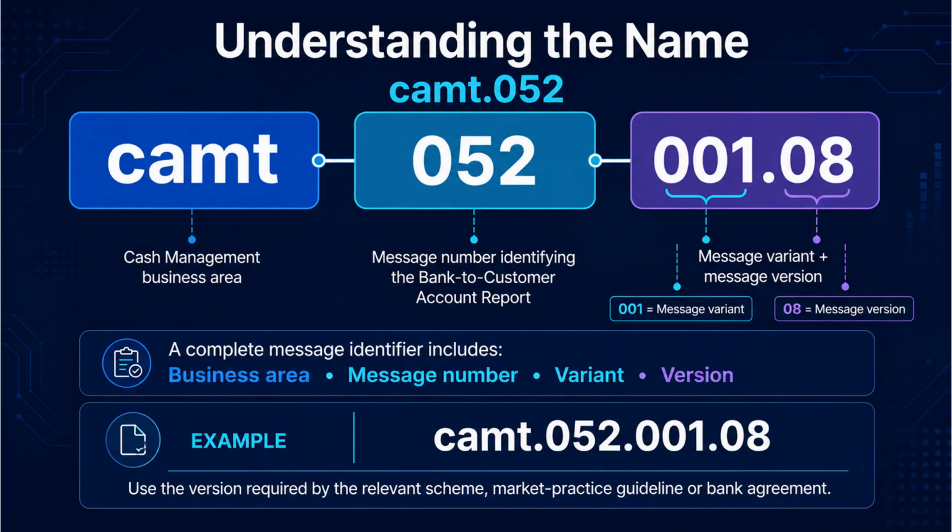Understanding the name. Let's break down the message identifier camt.052.001.08. camt identifies the cash management business area. 052 is the message number for the bank-to-customer account report. 001 represents the message variant, and 08 represents the message version. Together, these components form the complete message identifier, camt.052.001.08. However, different schemes and services may require different versions. Therefore, an implementation must use the message version specified by the relevant scheme, market practice guideline, or bilateral bank agreement.